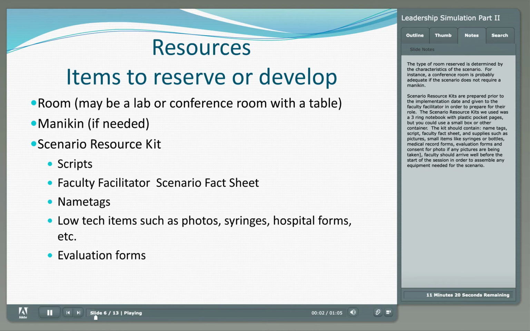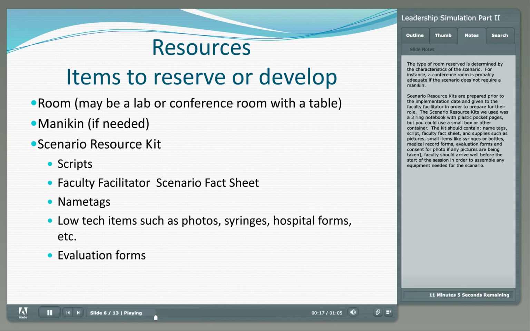Resources: items to reserve or develop. The type of room reserved is determined by the characteristics of the scenario. For instance, a conference room is probably adequate if the scenario does not require a mannequin.